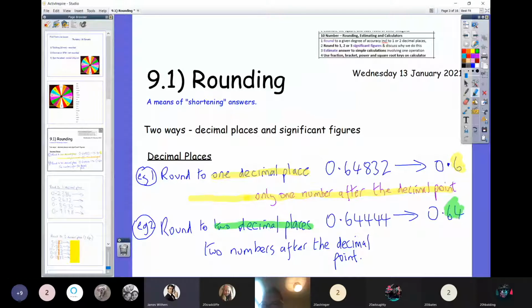You see we've got two numbers after the decimal point. So when it's two decimal places, that's two numbers after the decimal point. So that sets the scene. You could be asked to do three decimal places, and that would just be three numbers after the decimal point. So a little bit of practice.